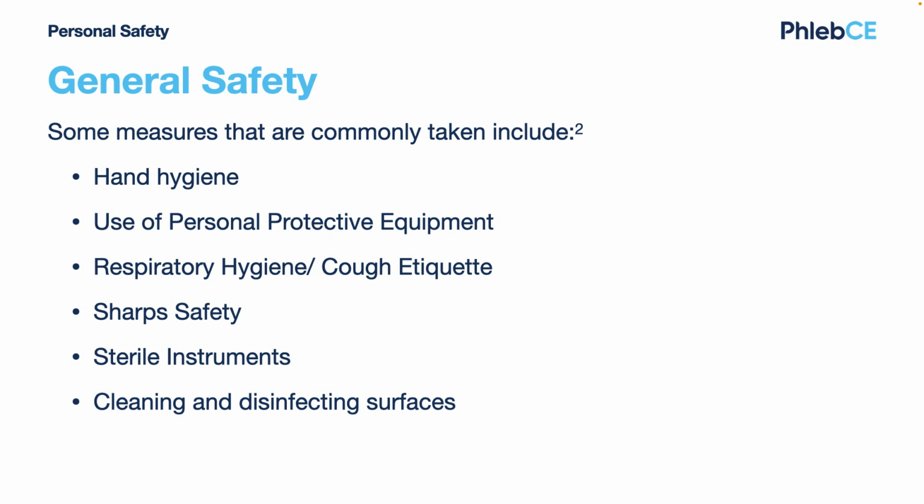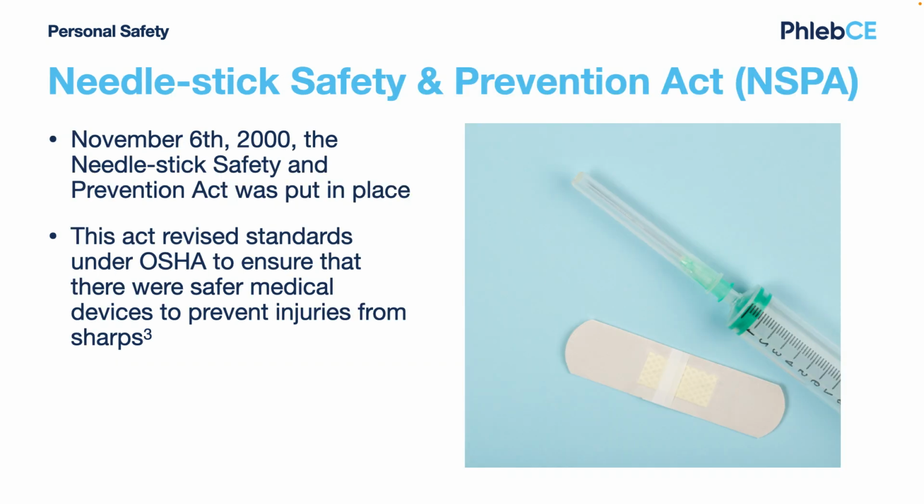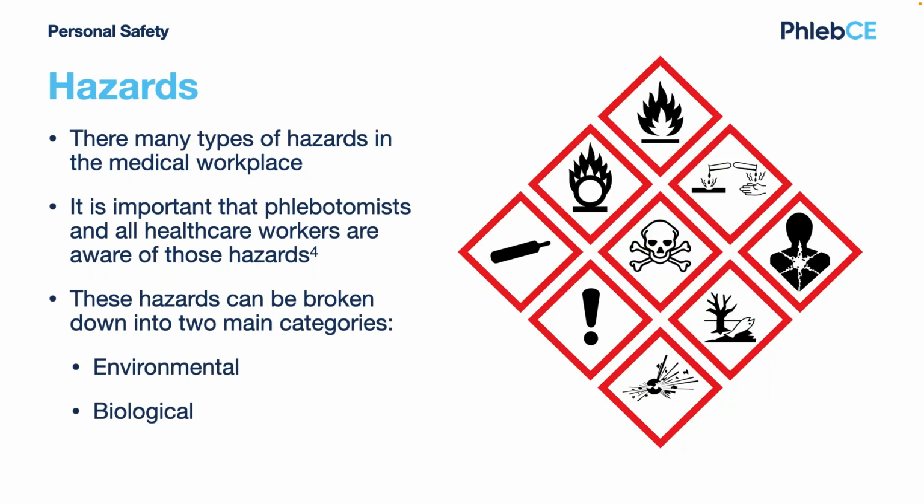Not only does general safety take into account hand hygiene, the use of personal protective equipment, respiratory hygiene, cough etiquette, sharps safety, sterile instruments, cleaning and disinfecting surfaces, but it also takes into account the Needle Stick Safety and Prevention Act. This act revised standards under OSHA to ensure that there were safer medical devices to prevent injuries from the sharps. We continue on and talk about hazards in the workplace.